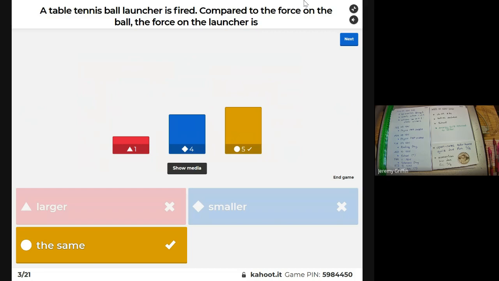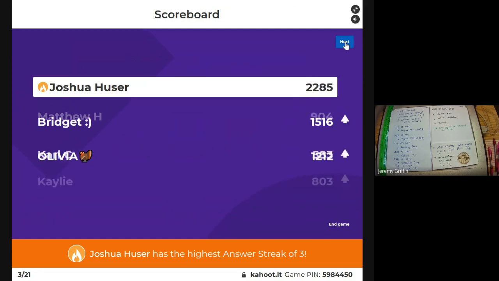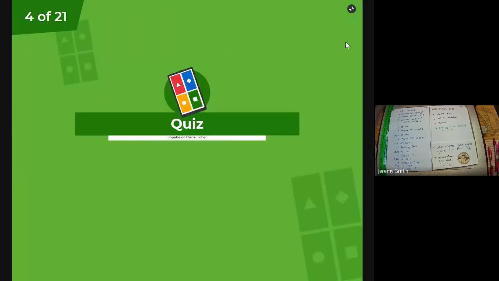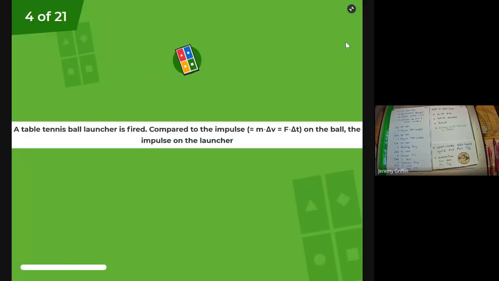So you do see that the force on the ball and the force on the launcher would be the same, right? Do you think the time interval that acts for is also the same? Right. Now, why am I pointing that out? Well, that might be coming up right here. We've got the same scenario, comparing the impulse on the ball to the impulse on the launcher.